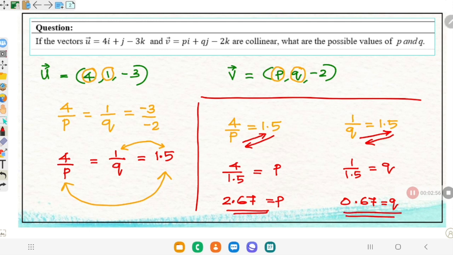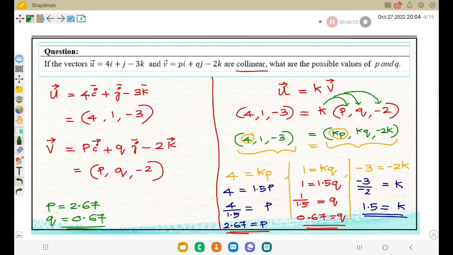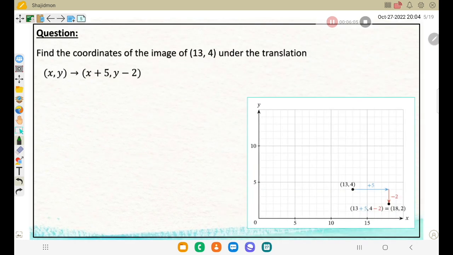So we can do some multiple choice questions, or we can answer like this easily. Collinear vectors means the ratios of the components will be the same. So firstly we will get the possible p values and q values. Hope you understood this question. Okay, now let me go to the next question.